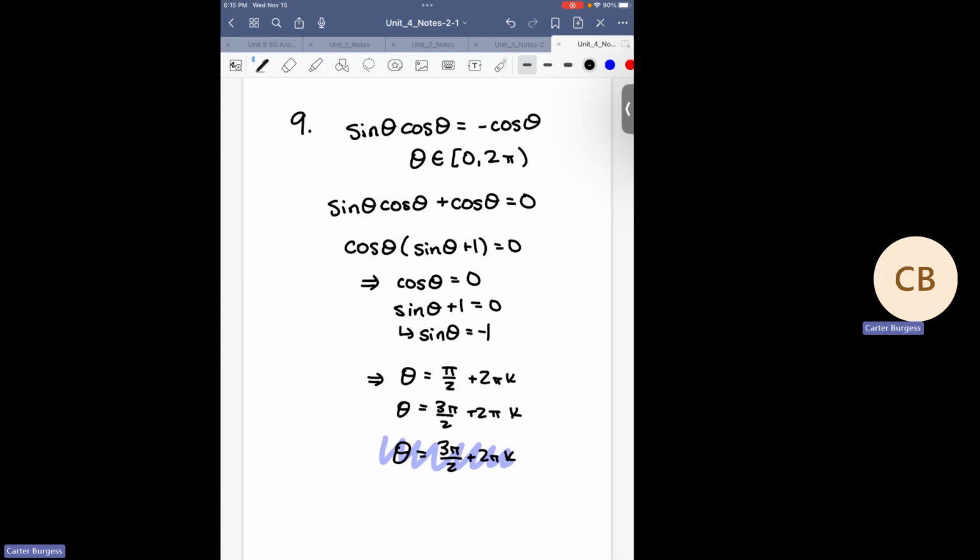And again here, the only k value that matters is k equals 0 because of these constraints. And so we have two solutions here, pi over 2 and 3 pi over 2. Where technically 3 pi over 2 is kind of like a double solution, which doesn't really have meaning for us. It's just a solution.